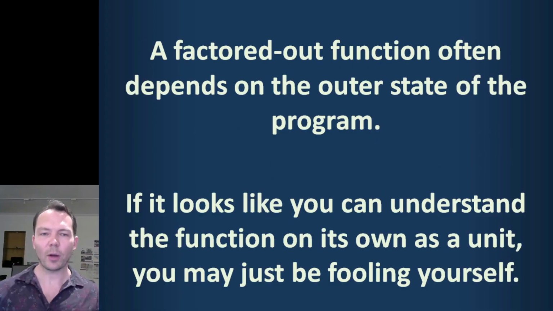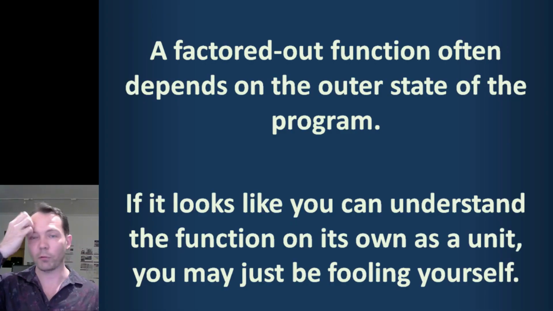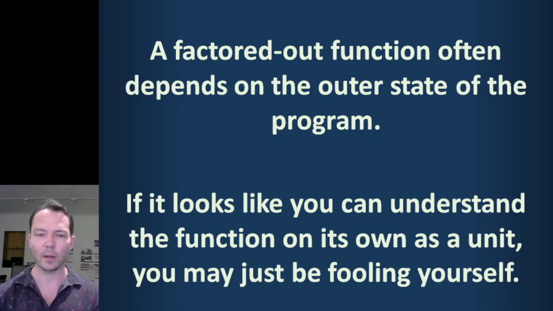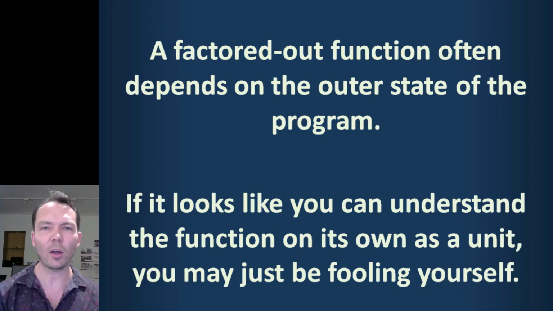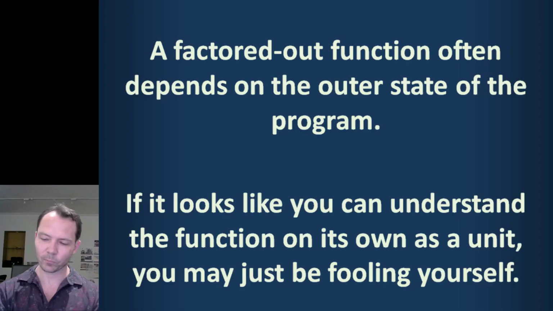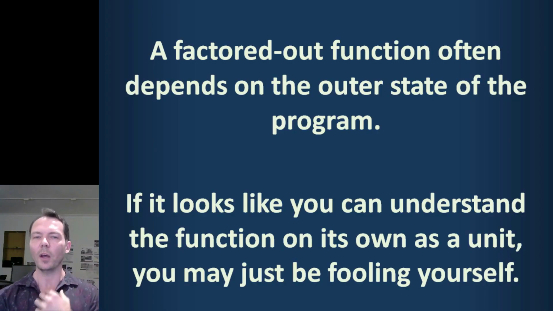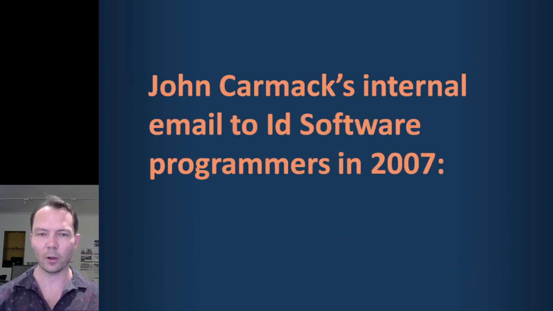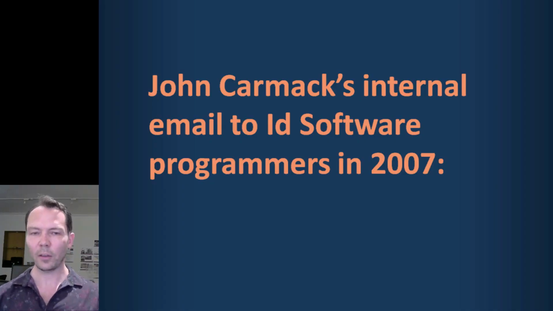So, to recap that, when you factor out a function, the result of correct use of that function often depends on the outer state of the program, right? And if it looks like you can understand that function as a separate unit, maybe that's really helping you understand it, or maybe that's just deceiving you, right? And there's something subtle about the function that you didn't understand that introduces bugs. And after years of programming experience, I came to understand this at some subconscious level, but I never understood it fully consciously until I read an email that John Carmack sent to programmers at id Software in 2007 that lays it all out very specifically.